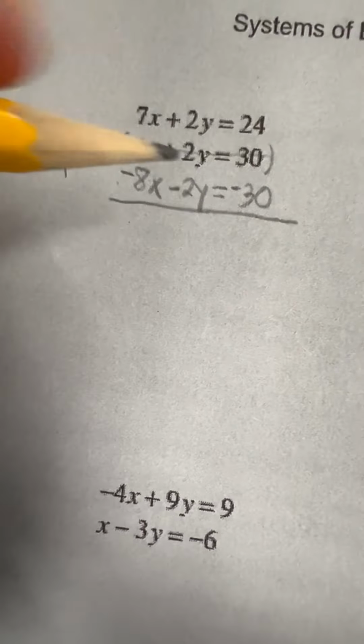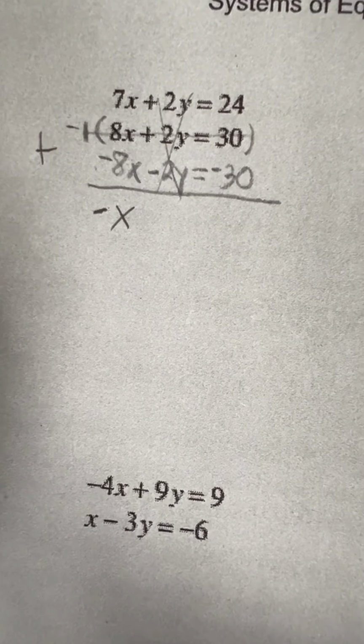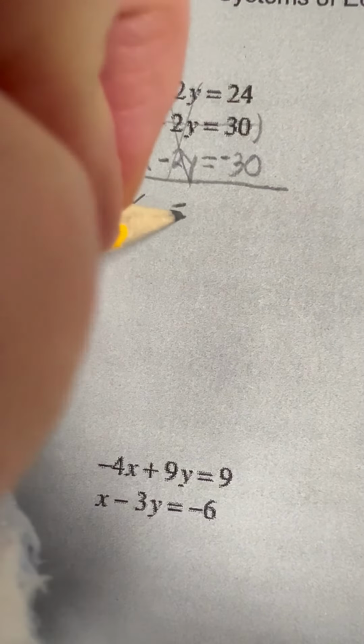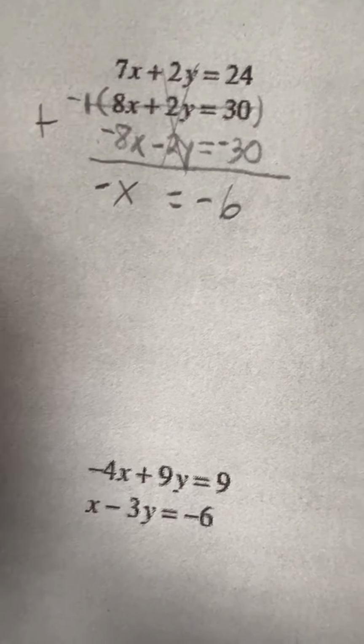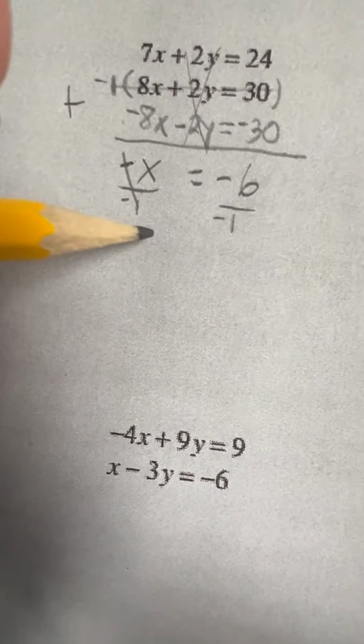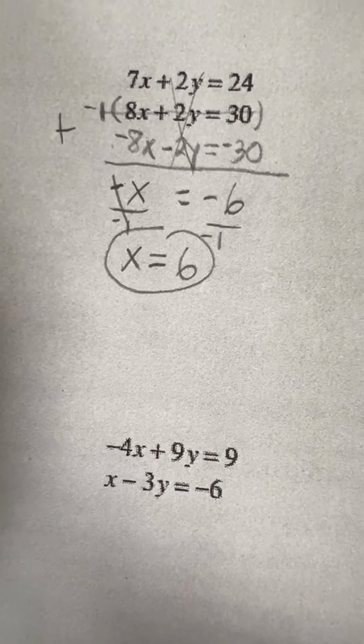7 plus -8 is going to be -x, -1x. Now the y's are going to cancel. That's what we wanted to do. And then 24 minus 30 is -6. We can't leave -x, so we're going to divide both sides by -1, which means that my x is actually now a positive 6. So 6 is my x coordinate.